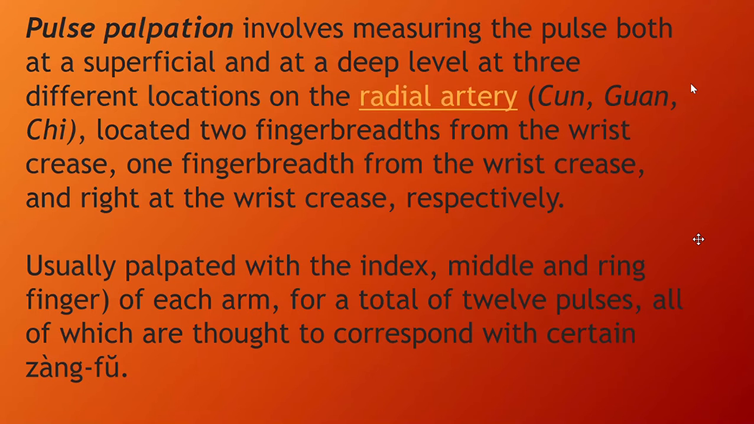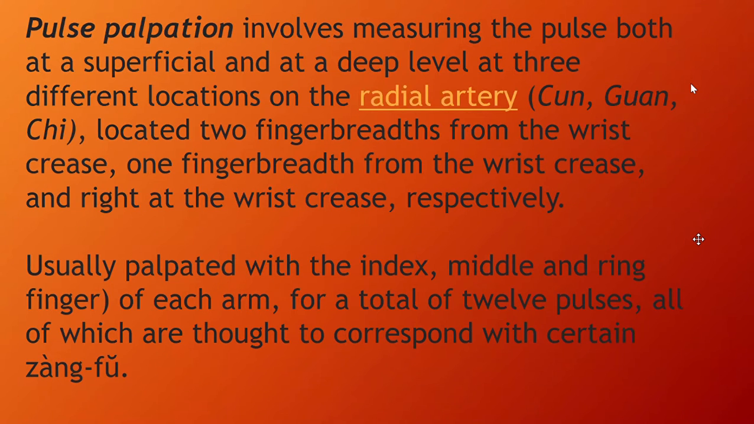In Western medicine, there is only one location on the radial artery. But in traditional Chinese medicine, the radial artery has 3 locations. They call them the cun, the guan, and the chi. They are located 2 finger breadths from the wrist crease, 1 finger breadth from the wrist crease, and at the wrist crease, respectively. Later on, I'll be showing you a picture and a video on how to do the palpation for the cun, guan, and chi.